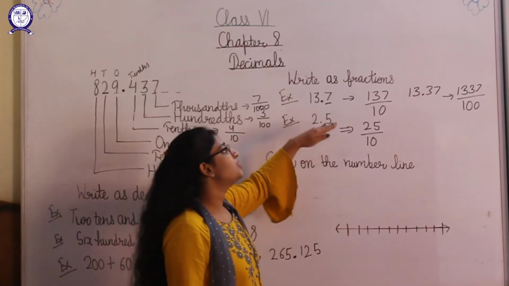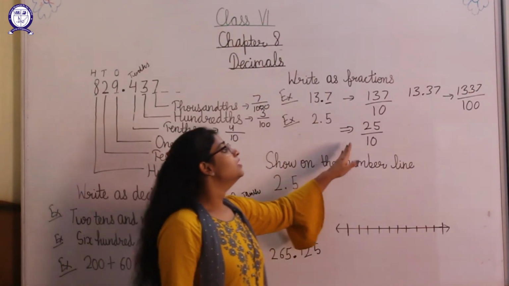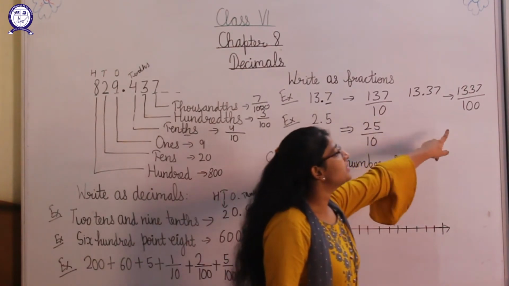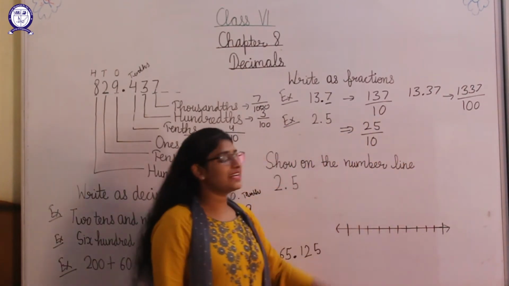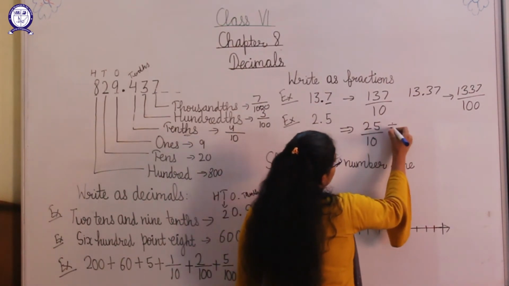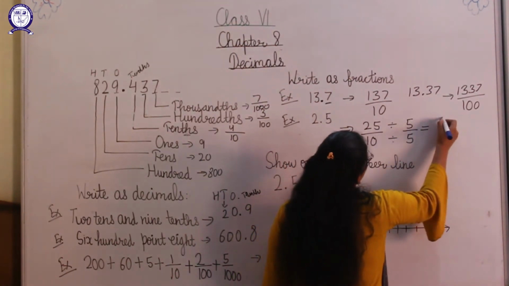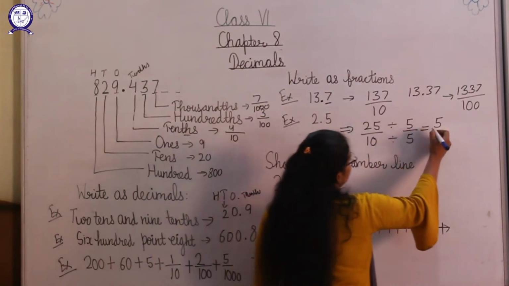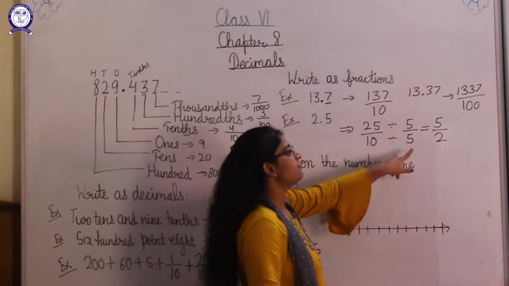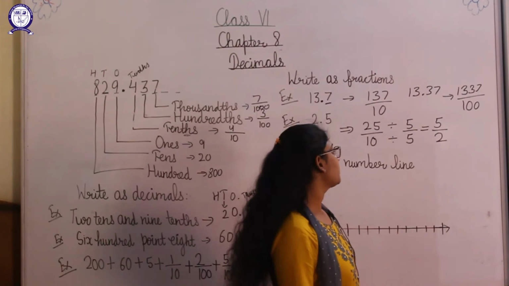Now students, when you change a decimal number into a fraction, you have to consider whether the resulting fraction is in the lowest form or not. Here these two were in the lowest form, but 25 by 10 can be reduced, which means we can divide both 25 and 10 by 5. We will get 25 divided by 5 is 5, and 10 divided by 5 is 2. So here the answer is 5 by 2.